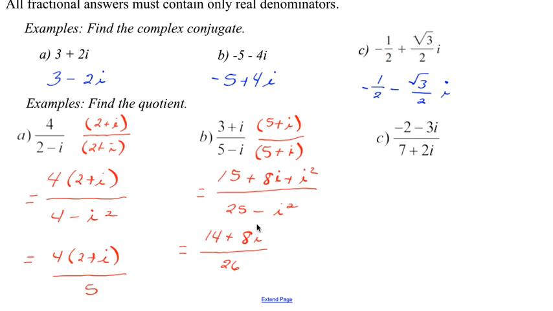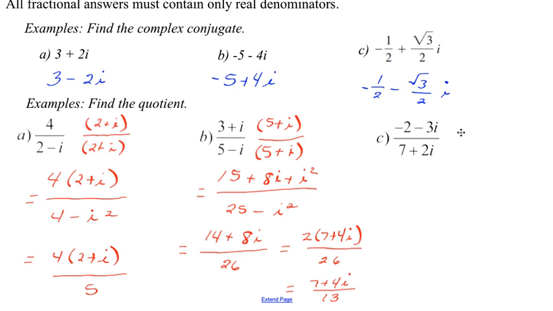But we have a factor of 2 that's common in the numerator, so let's factor that out. When we do that, we have 7 plus 4i is what's left. And then the 2 and the 26 can cancel. So we'll just have 7 plus 4i in the numerator and 13 in the denominator. This is our final answer down here.